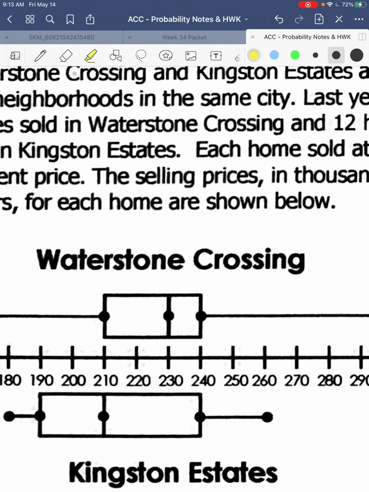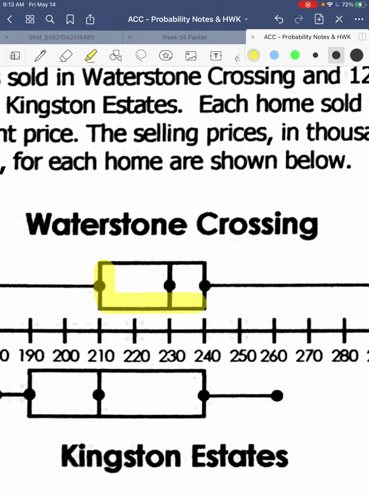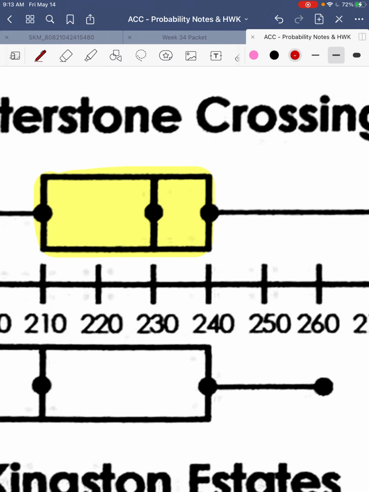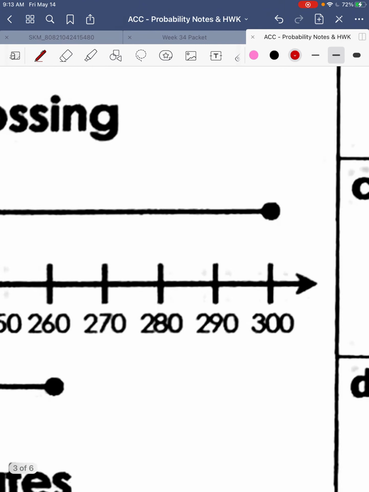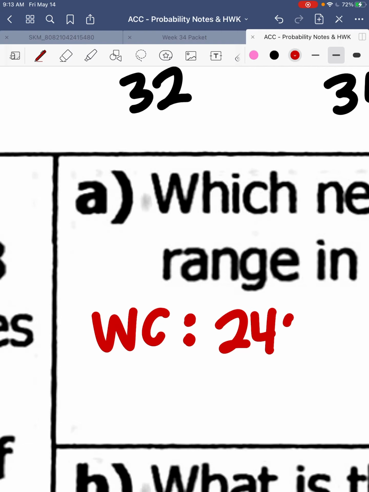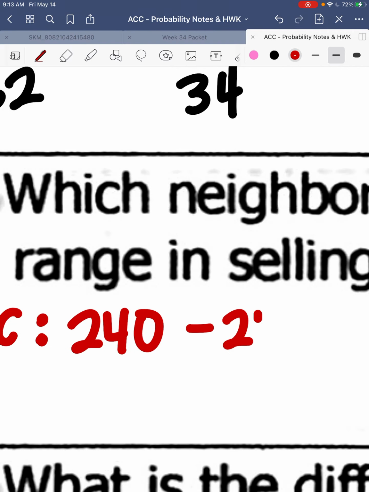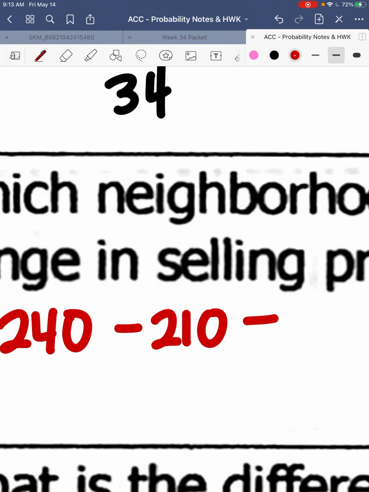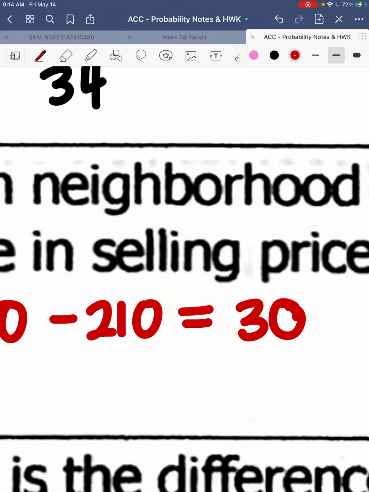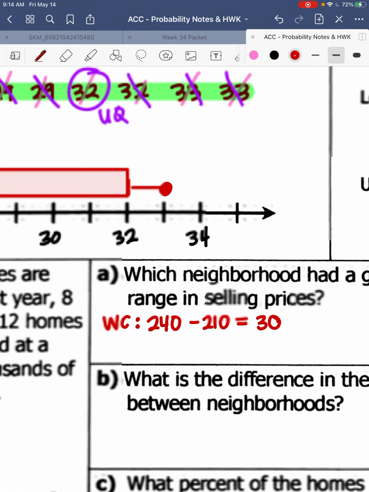So here's what you need to know about an interquartile range. The interquartile range is the box. So the interquartile range for Waterstone Crossing is 240 minus 210. So Waterstone Crossing, 240 minus 210, which is 30. And remember, it's talking about thousands of dollars, so about $30,000.